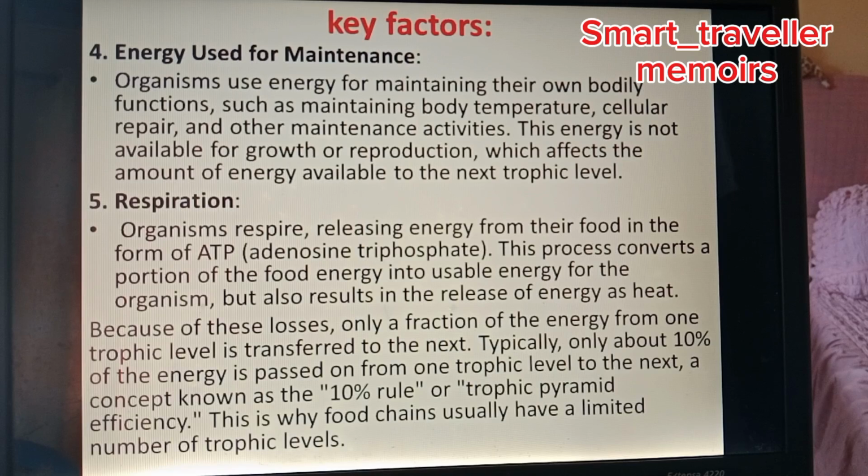Number 4, energy used for maintenance. Organisms use energy for maintaining their own bodily functions, such as maintaining body temperature, cellular repair, and other maintenance activities. This energy is not available for growth or reproduction, which affects the amount of energy available to the next trophic level.